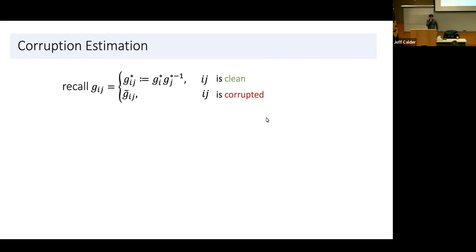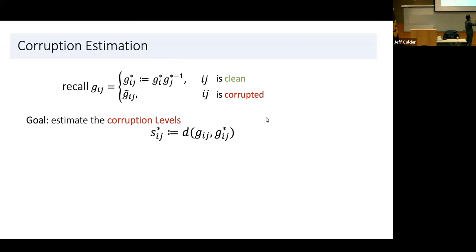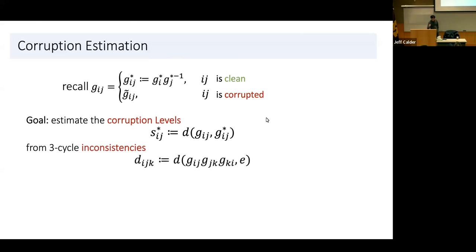Let's first assume a corruption model, where we need to clearly define our goal and our method. Assume you have a graph, and some of the edges are clean. I call this set EG, the good edges. If an edge is corrupted, I call this set of edges EB. The goal is to estimate the corruption levels for each edge from 3-cycle inconsistencies. Dijk equals the distance between the group multiplication along a cycle and the identity. If you observe a positive Dijk, it must mean there is an edge that is corrupted in this cycle.